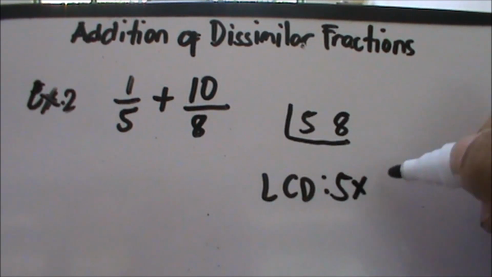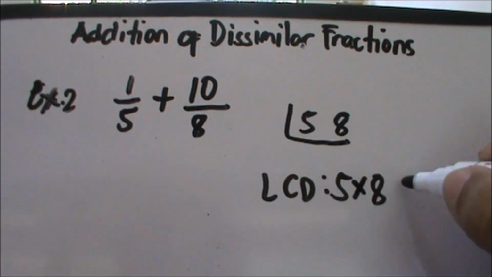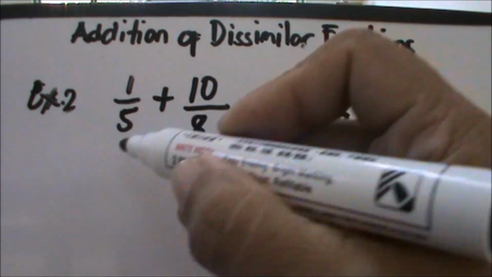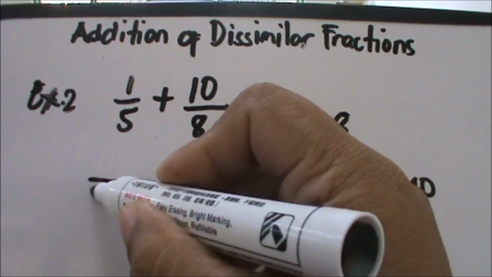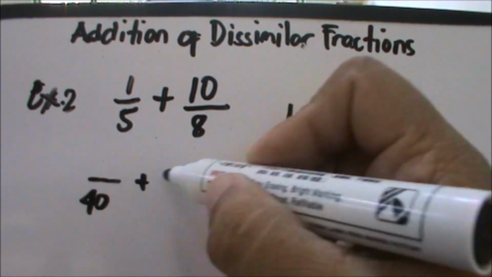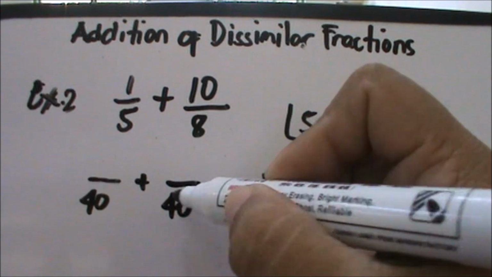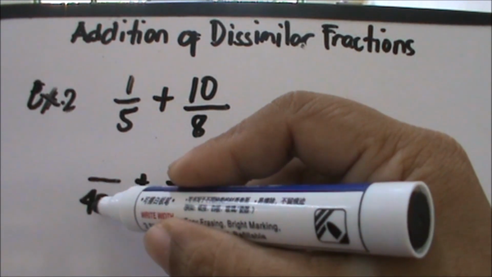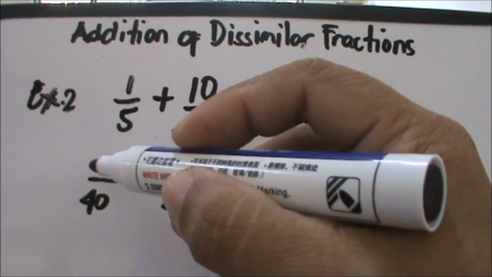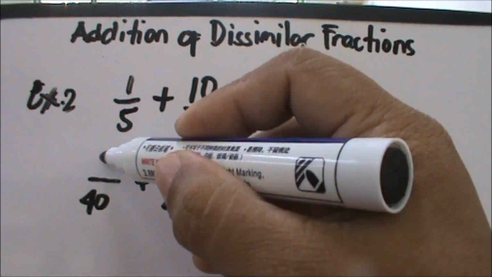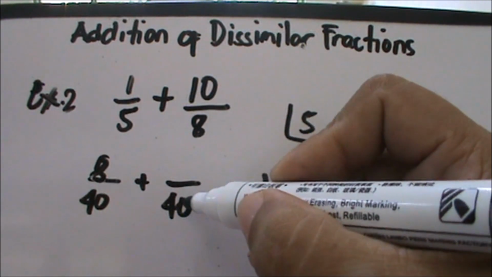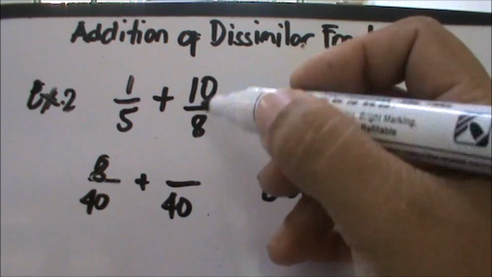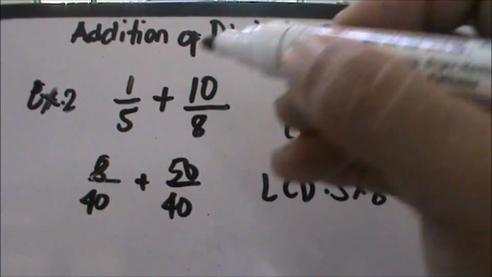5 times 8 is 40. So 40 is the common denominator. Then 40 divided by 5 is 8, 8 times 1 is 8. Then 40 divided by 8 is 5, and 5 times 10 is 50.